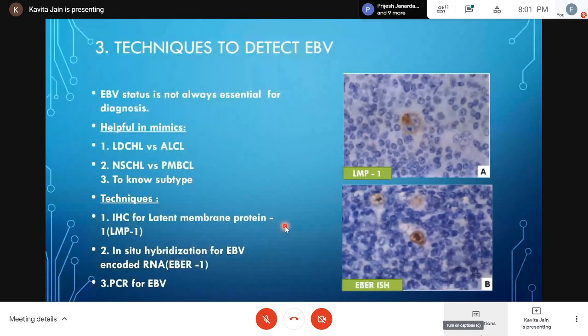So the third and the last we have is the detection of EBV. In most of the cases of classical Hodgkin's lymphoma, we can detect EBV. However, most commonly it is detected in mixed cellularity Hodgkin's lymphoma, that is 70 to 75% of cases, although it is not always required for the diagnosis. It is not always essential for the diagnosis, because again, it can be there in other benign mimics like infectious mononucleosis in lymph nodes.